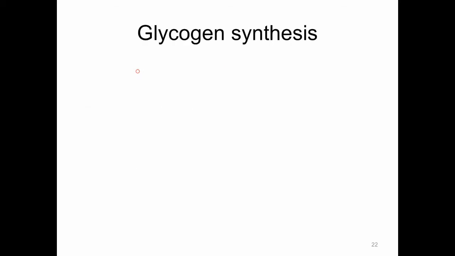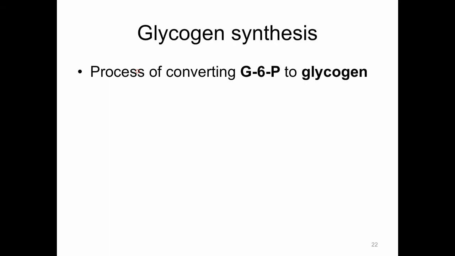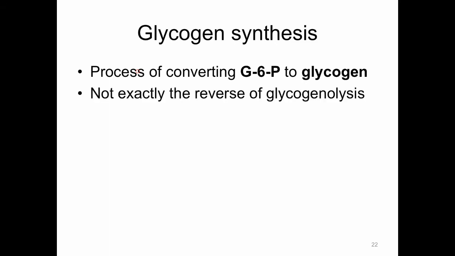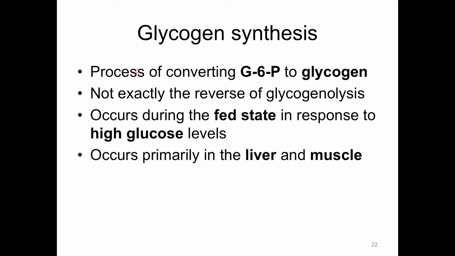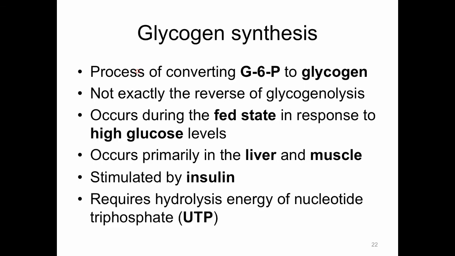Glycogen synthesis is the process of converting glucose 6-phosphate to glycogen. It's not exactly the reverse of glycogenolysis because it uses almost an entirely different set of enzymes and reactions, except for one. Glycogen synthesis occurs during the fed state in response to high glucose levels. Glycogen synthesis occurs primarily in the liver and the muscle tissues and is stimulated by insulin. Glycogen synthesis also requires hydrolysis of a nucleotide triphosphate, specifically uridine triphosphate.